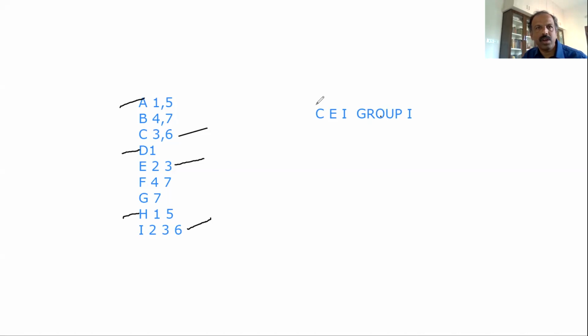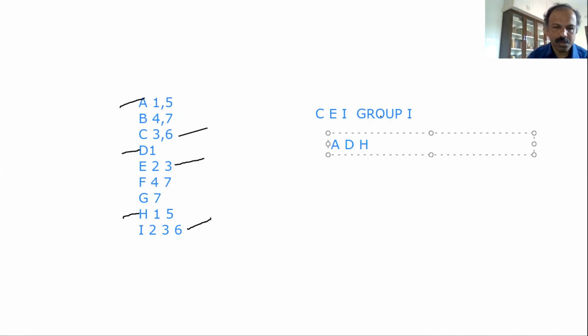Therefore, if you observe now, A, D and H can be grouped into a second group. Similarly, we have now made two groups.